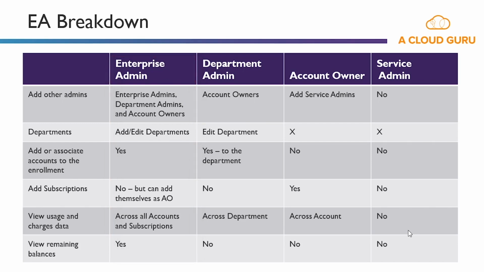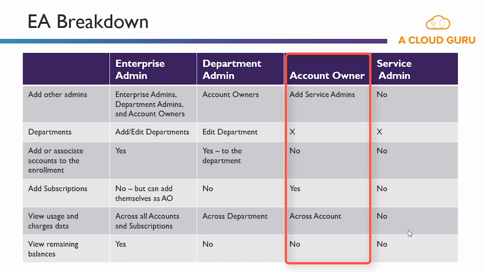So if we just quickly move over to the account owner column, you can see there that they can add service admins. They can't add departments, so they're not part of that. They don't have the ability to organize the EA, but they can add subscriptions as you get further down. So again, the account owner can't add more accounts inside the enterprise agreement, but they can add subscriptions. The enterprise admin can create accounts, and they could technically make themselves an account owner, and then they could create subscriptions, but by default you have this delineation between enterprise admin and account admin as well.